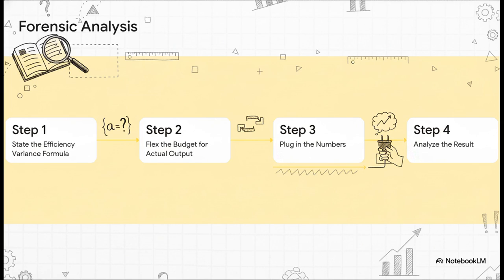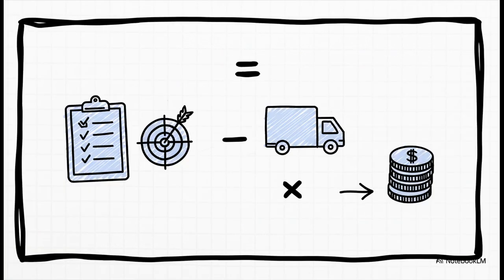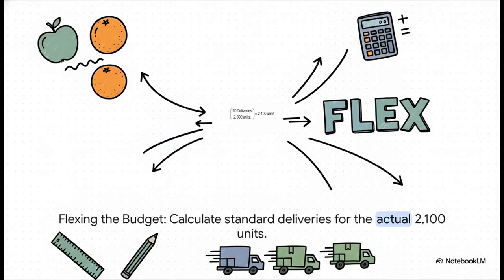Just 4 simple steps. Step 1 is just to state the formula. Now, don't let it scare you. The logic is actually really simple. All we're doing is comparing the number of activities we should have done for our actual production versus the number of activities we actually did. Then we just multiply that difference by our standard cost. That's it.